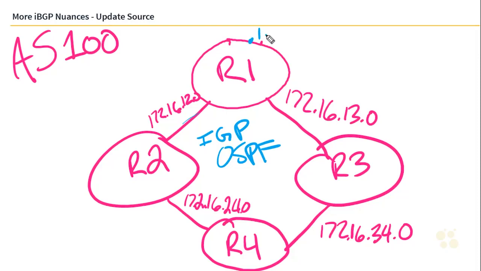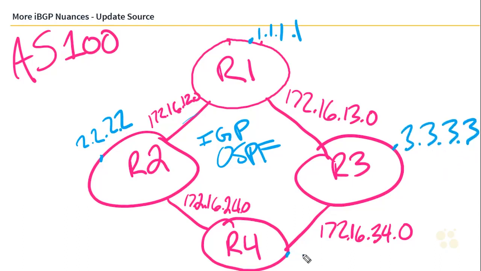So R1 has a loopback of 1.1.1.1. R2 has a loopback of 2.2.2.2. R3 has a loopback of 3.3.3.3. And R4 has a loopback of 4.4.4.4. R1 can ping 3.3.3.3, 4.4.4.4, 2.2.2.2, and so on. So here's what I want to do.